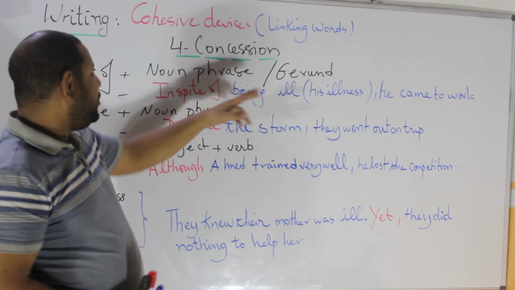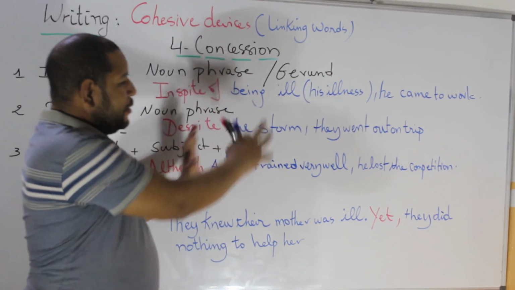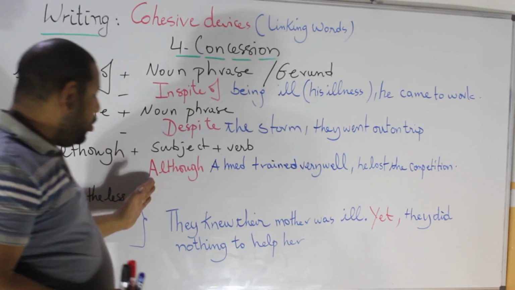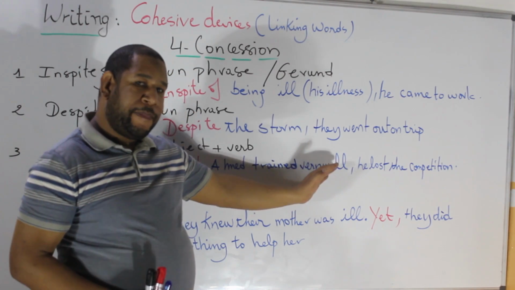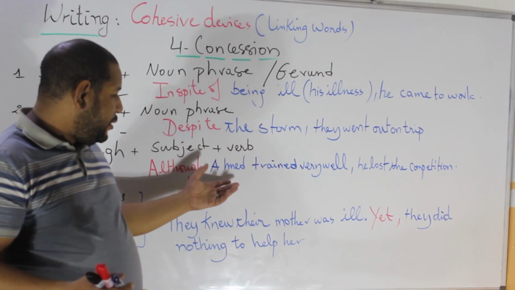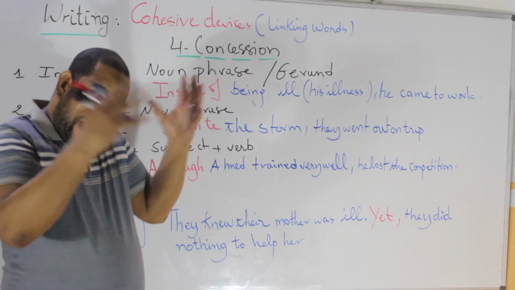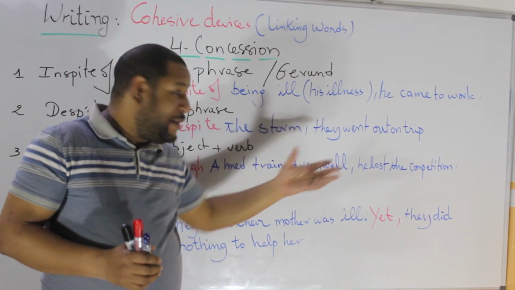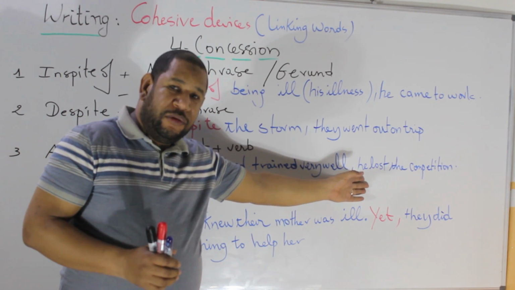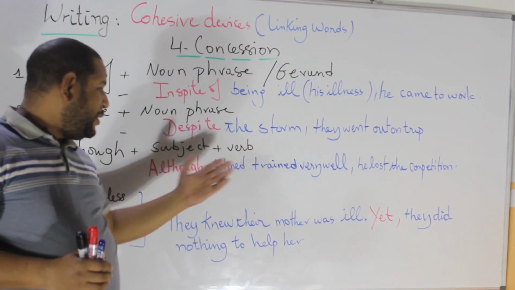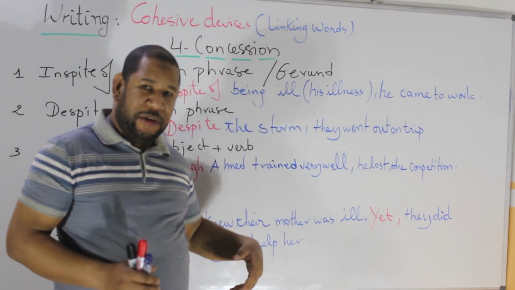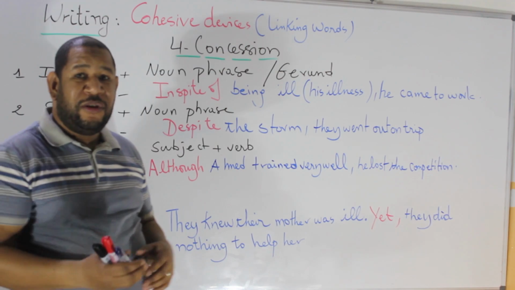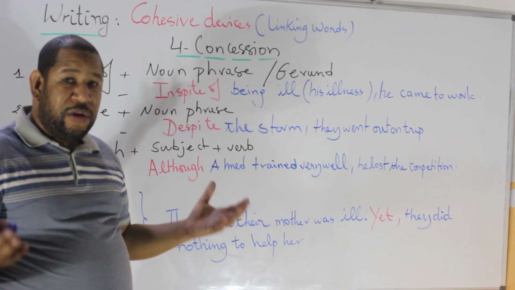It's the same. He came to work in spite of his illness. They went on a trip despite the storm. We don't have a problem. He lost the competition, although he trained very well. So, remember for the noun, the name, we start with the noun, and after that we put the subject as a pronoun, because the pronoun replaces the noun. So we can start with although he, and so on, Ahmed. We can have this in some writing, but for you, try not to do that, because sometimes we get lost. I don't know whom you are speaking about.